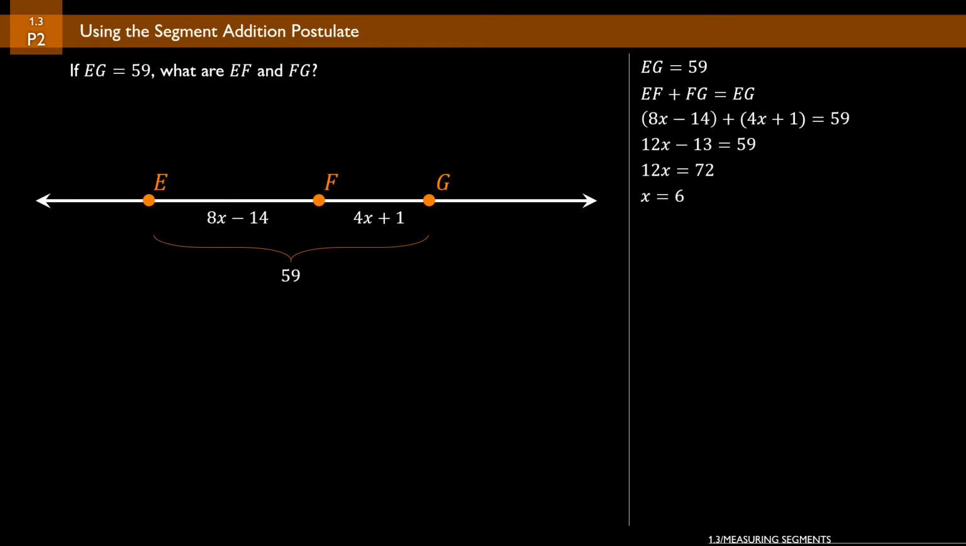To figure out what exactly the distances EF and FG are, we're just going to take 6 and substitute it back into our original quantities. So 8 times 6 is 48, minus 14 is 34. 4 times 6 is 24, plus 1 is 25. So EF is equal to 34, FG is equal to 25.